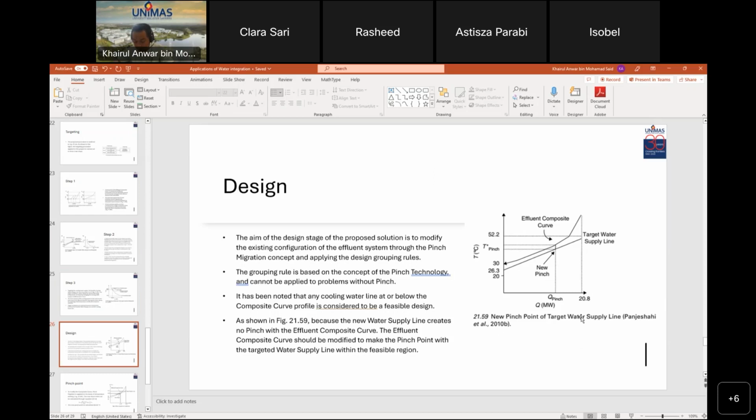For this example, the following condition should be satisfied for the new cooling water network design. So the heat removal from the cooling water system should be equal to the heat load of the cooling water network.